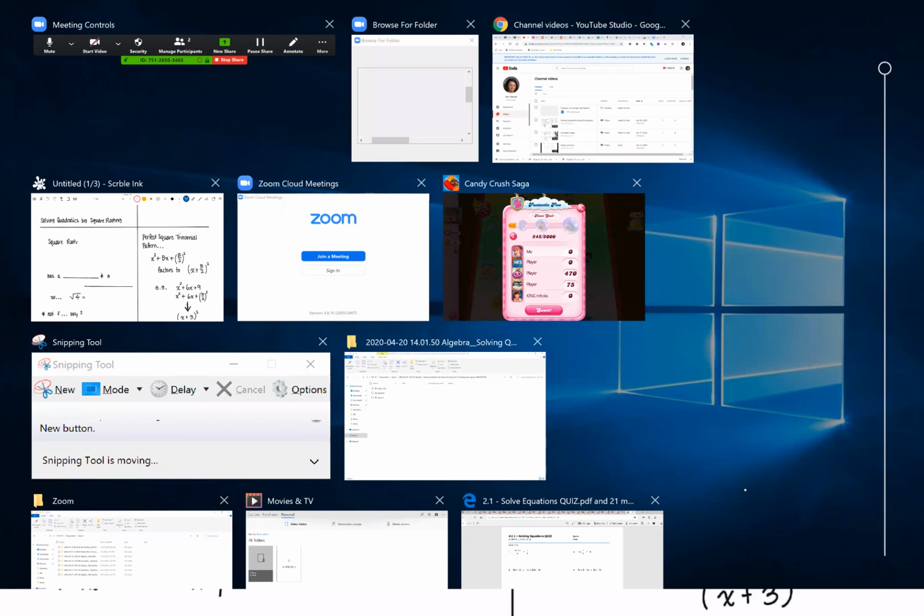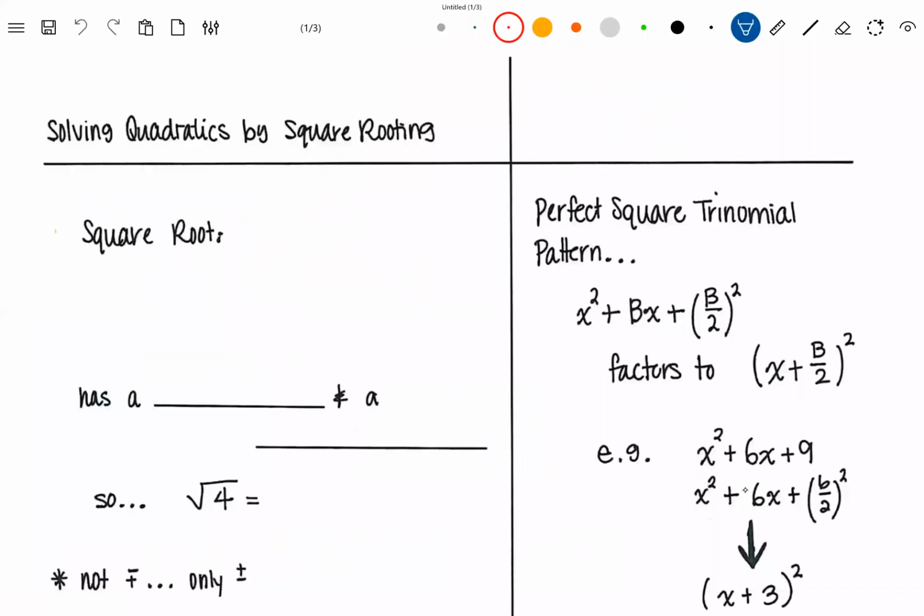All right, so here's yet another method to solving quadratic equations. This is by square rooting. And like I said yesterday about the quadratic formula, that will work every single time, but there are easier methods that are worth trying to learn so that you get your work quicker and possibly more accurate.